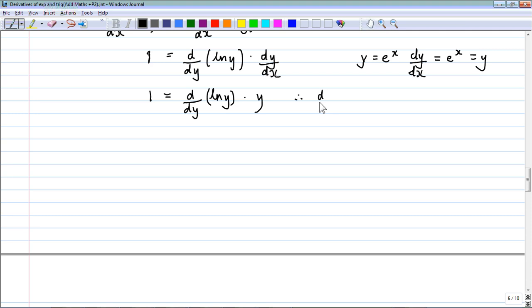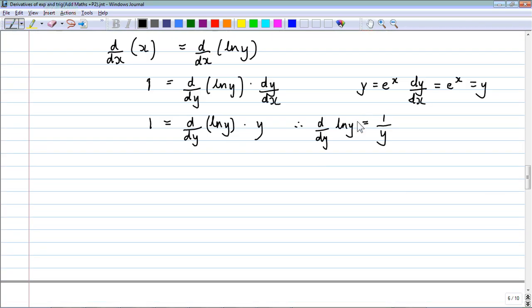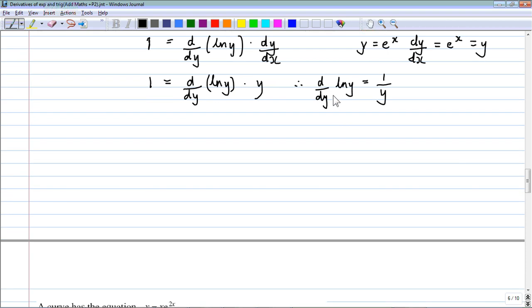And then I can rearrange and write d by dy log y equals 1 over y. And now I've solved the problem, haven't I? Do you see why? Because we were trying to find the derivative of log x. Well, we found the derivative of log y, but y is just a letter. We can change y to anything. So d by dx log x is 1 over x. And this is our final result today.